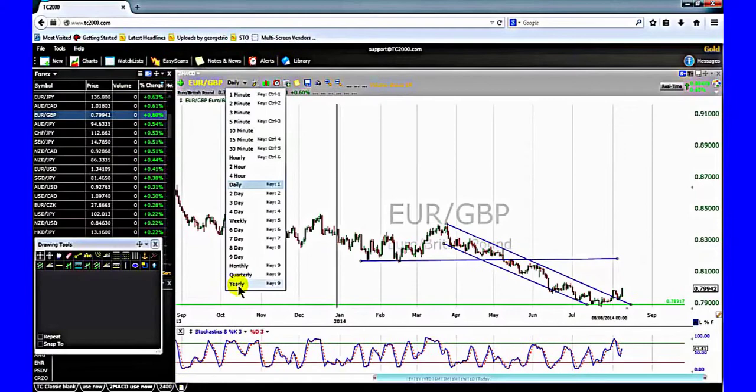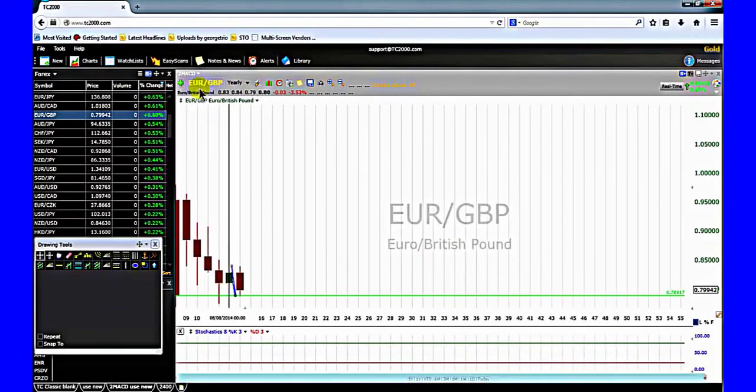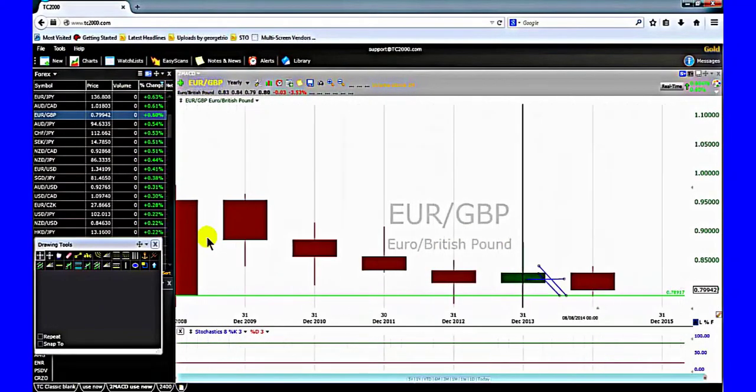I want to show you now on the yearly chart the power of the closing price on the yearly chart. Looking at the euro pound currency pair, this is where I draw the vertical line on the daily chart. This is the 2014 candle here, you can see. You see this candle here, this is 2008.